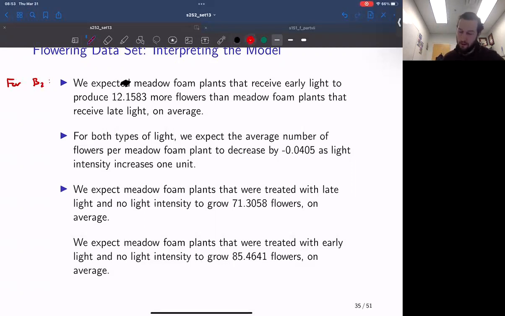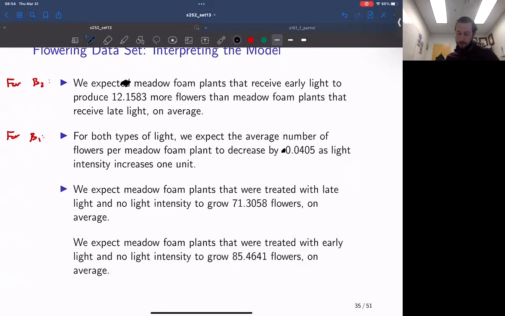The second interpretation is for beta 1. This is just the standard interpretation of a slope value, and it doesn't matter what group you're in because there's no interaction. So for beta 1, we can write, as the light intensity increases by a unit, we expect the number of flowers that appear on the plants to decrease by 0.0405. So every additional unit of light intensity causes the number of flowers to reduce by 0.04. And we don't need the negative here. Decrease by.